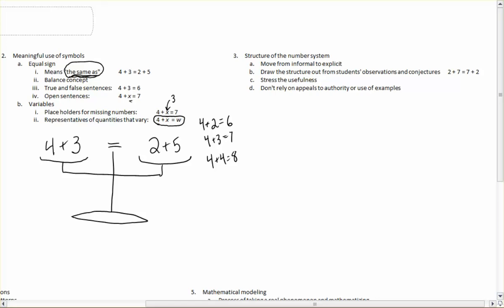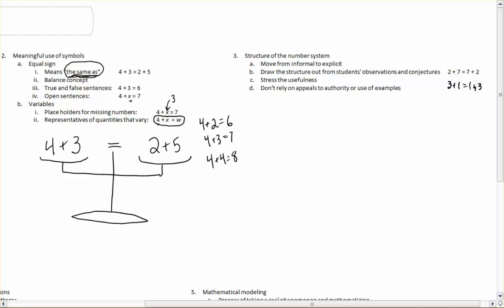Here's an example: the commutative property. Kids are not going to know the name of the commutative property, but they're going to know this idea. If I add 2 plus 7, that's the same as 7 plus 2. Or if I add 3 plus 1, that's the same as 1 plus 3. They're going to understand that idea in an informal way.